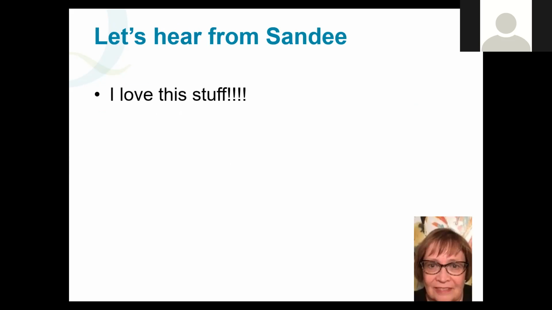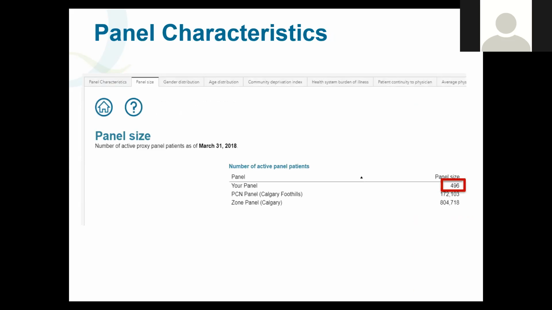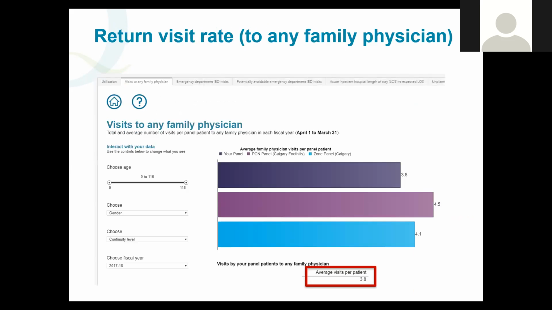So what we found on this panel, and we had to play around a little bit because we had to use sample data for this, was that this physician had 496 patients. We were curious whether the physician from the last example Sue was talking about might want to move some of the patients over to this physician. Active patients were 496, and this physician had a 3.8 return visit rate.